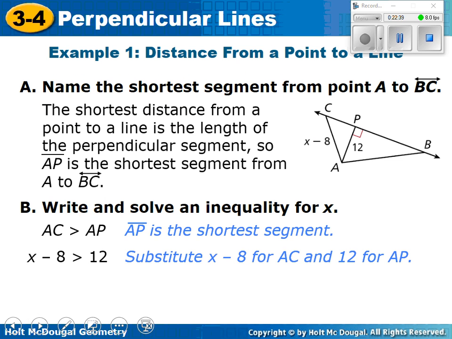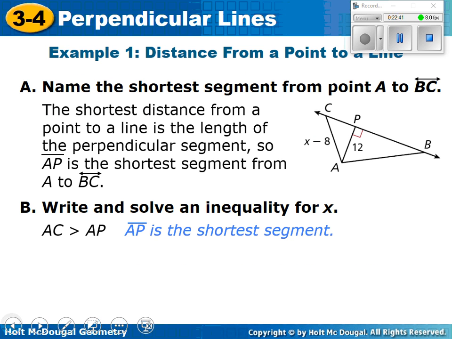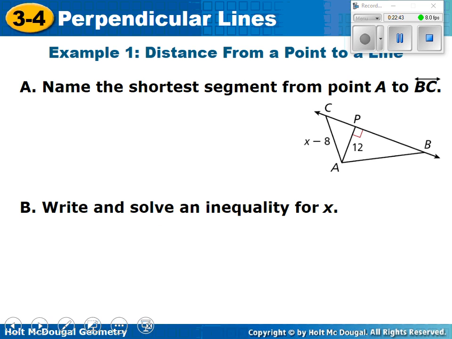And that's what we're going to use for this very next example. It says name the shortest segment from point A to line BC. So you're looking at this picture. You're going from point A to line BC. Name the shortest segment. So what would be the shortest segment in that picture?